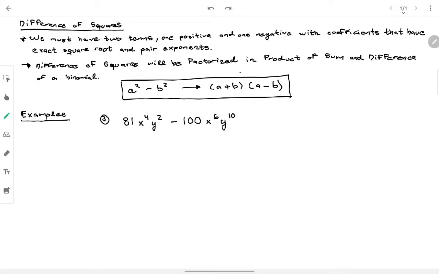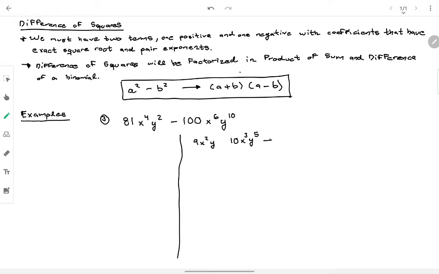So let's check out the third example. In the third example, we can do it in two ways. So I will do it in two ways. The first one is the one that we have seen. The first term has a specific square root that is 9x squared y, and the second term also has a square root that is 10x to the third y to the 5.